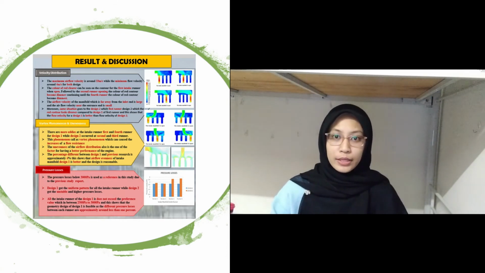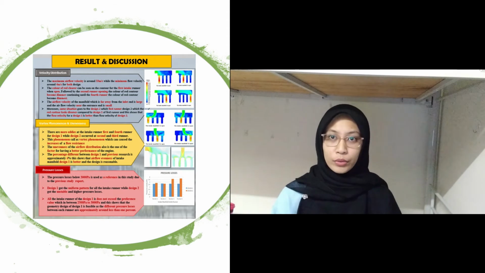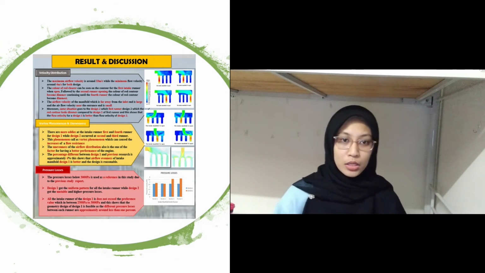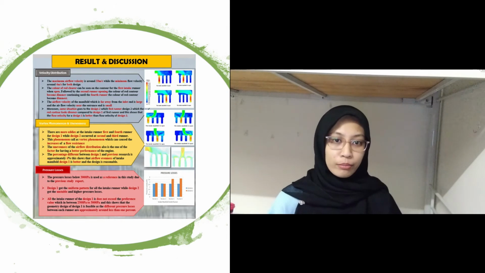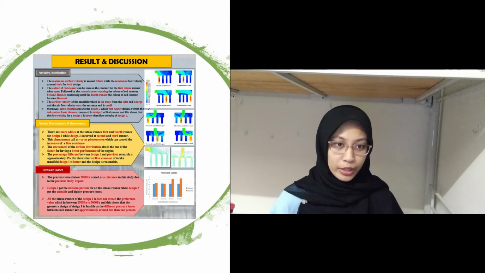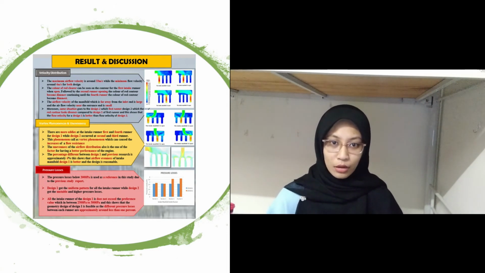So let's proceed to the next parameter that we discussed, which is the vortex phenomenon and unevenness. We can see from the velocity contour, there are more eddies at the intake runner at the first and fourth runner for design 1, while in design 2 they occurred at the second and the third runner. This phenomenon is called the vortex phenomenon, which can cause an increase of the flow resistance, and the unevenness of the flow air distribution is also one of the factors for having a better performance of the engine.